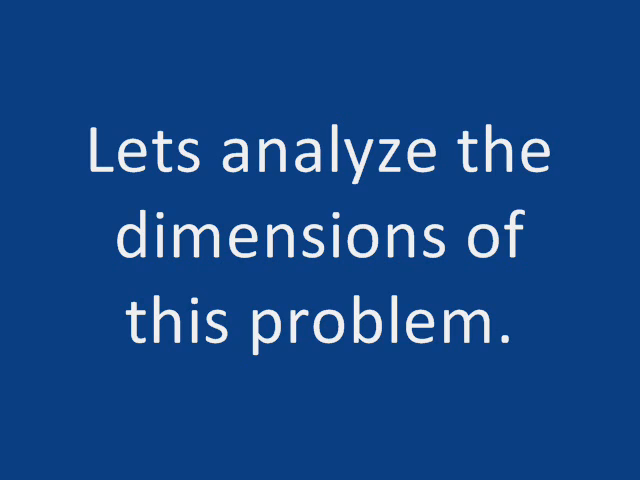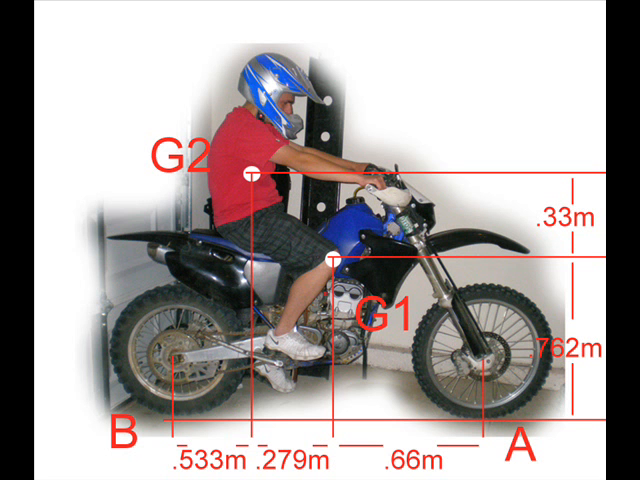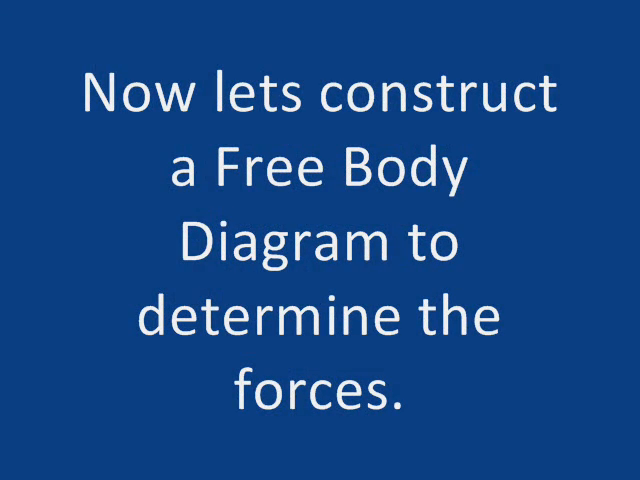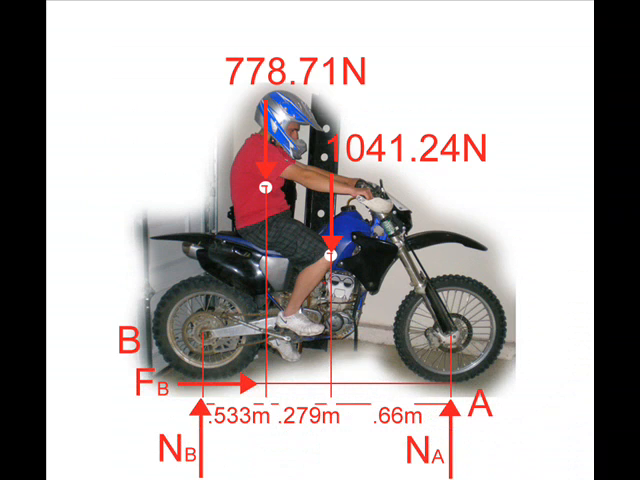Let's analyze the dimensions of this problem. This figure illustrates the two center masses, Ante and the bike, and their dimensions. Now let's construct a free body diagram to determine the forces. This figure illustrates the force due from the rider, the dirt bike, the frictional force, and the two normal forces from the tire. We assume that NA would equal 0 because the rider will be doing a wheelie.